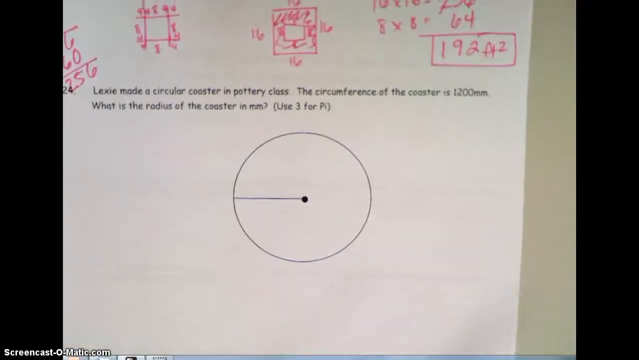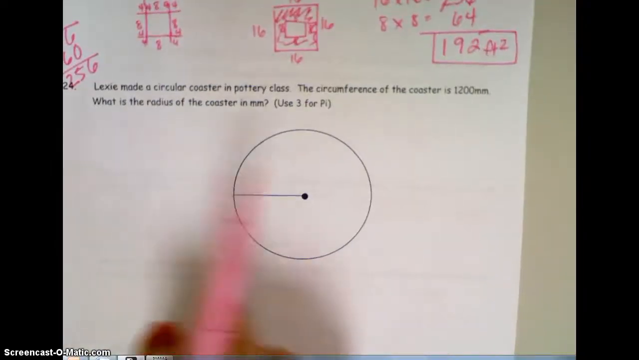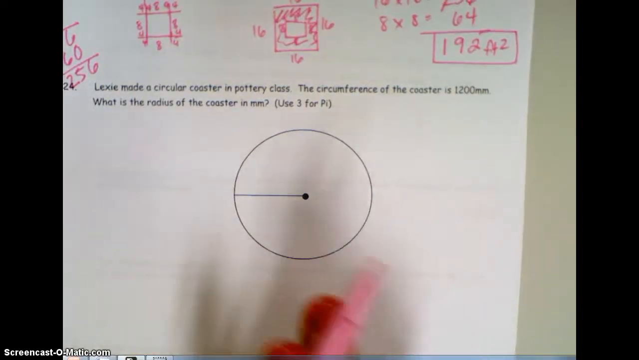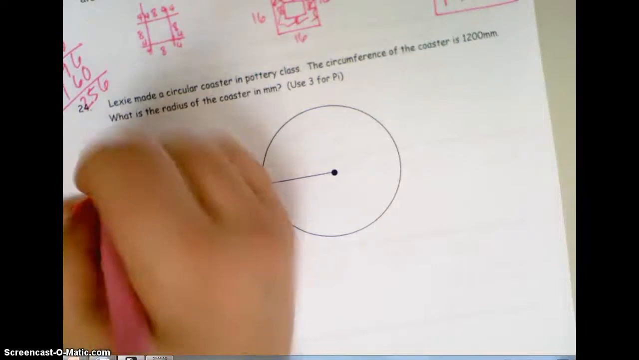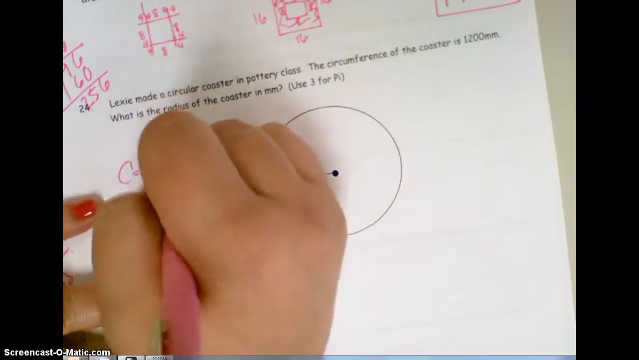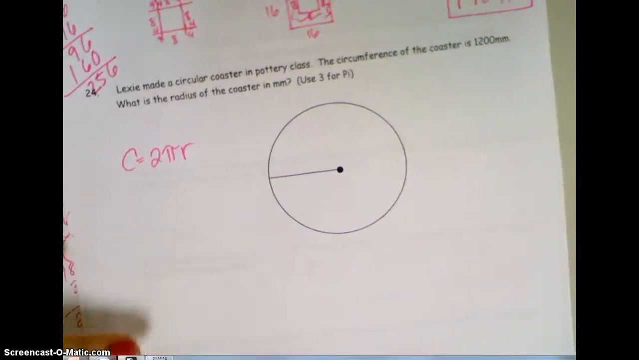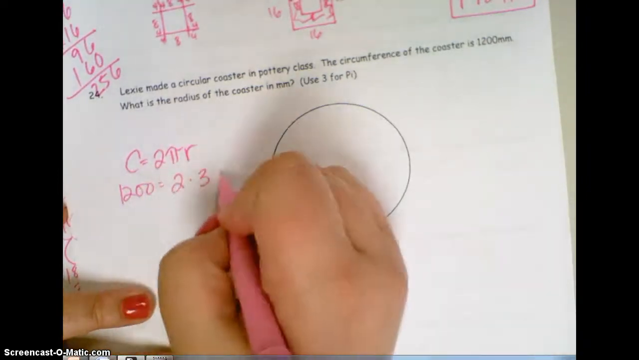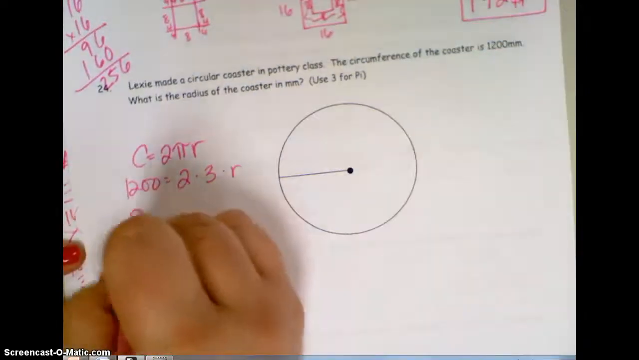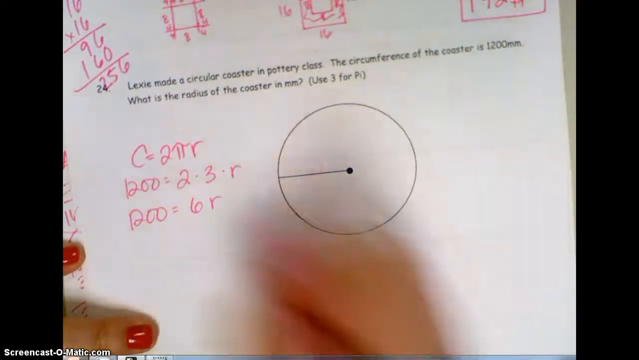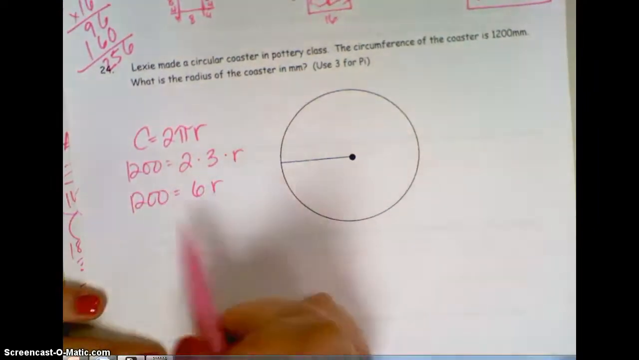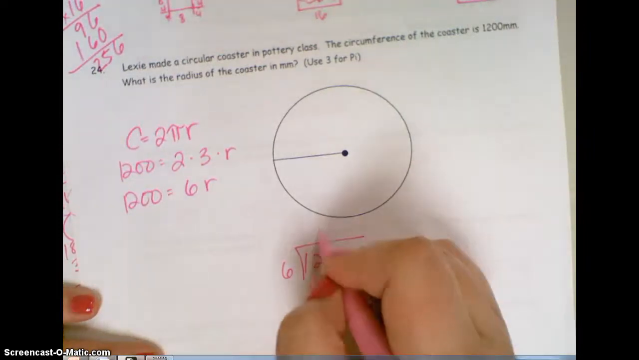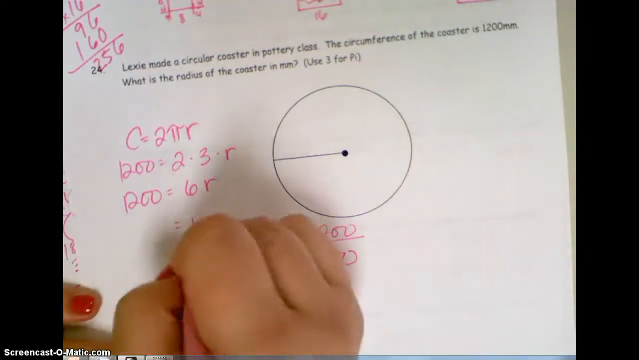192 feet squared. Number 24, Lexi made a circular coaster in a pottery class. The circumference of the coaster is 1,200 millimeters. What is the radius of the coaster in millimeters? So I'm going to do circumference equals 2 times pi times radius, because that's just an easy formula. I already have all the information. 1,200 is my circumference. I know 2. I know pi. I don't know my radius. 1,200 is equal to 6 times the radius. So 6 times something equals 1,200. So I can divide 1,200 by 6, and I would get 200 millimeters.